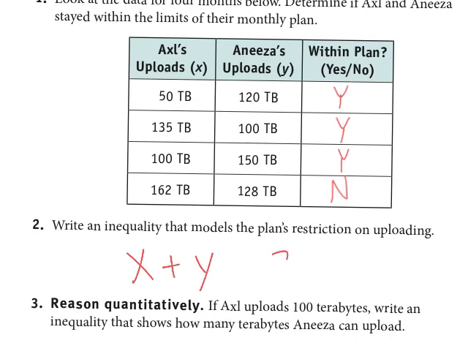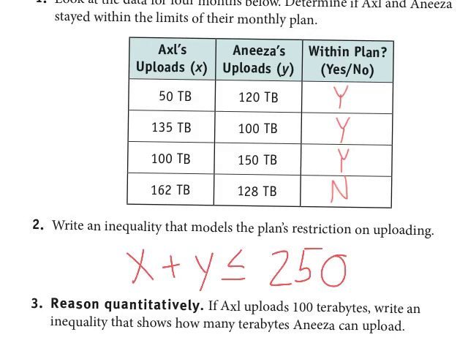Okay, so we're at 250. We do want less than or equal to because we want their data, which is X plus Y, to be less than or equal to 250. If you flipped it around, that's fine. Just make sure if you have 250 and then X plus Y, your sign would be greater than or equal to, right? Because you want the 250 to be bigger.